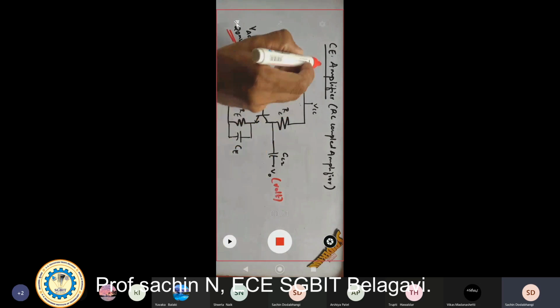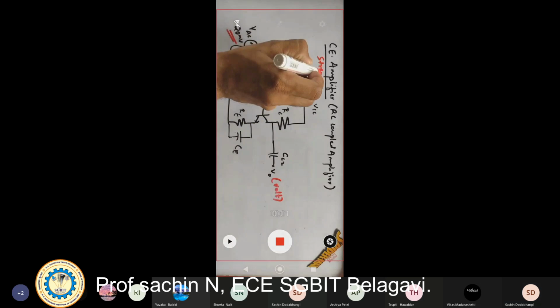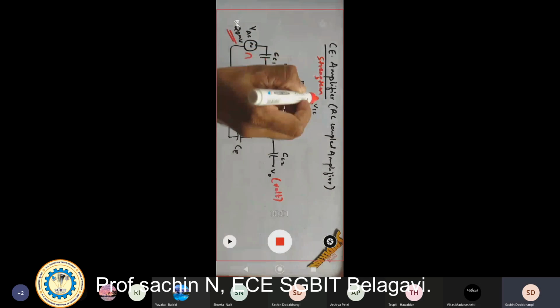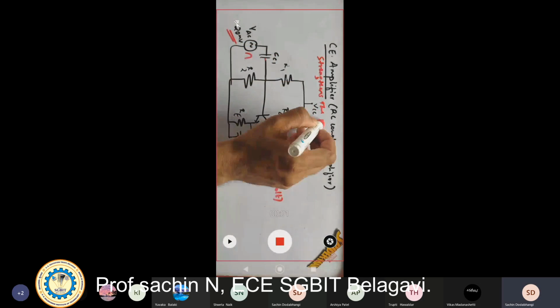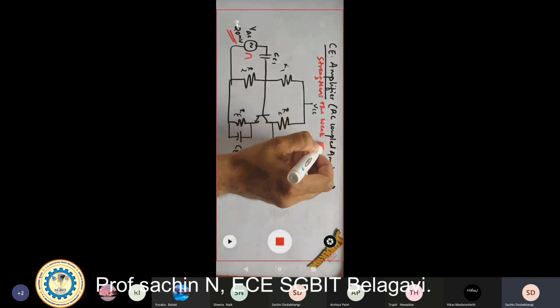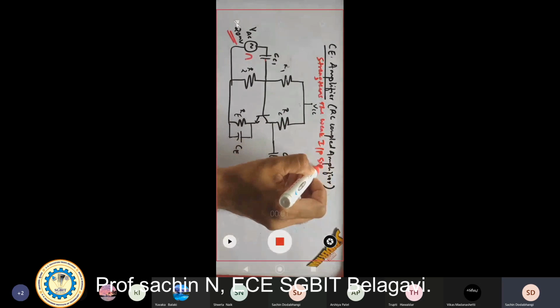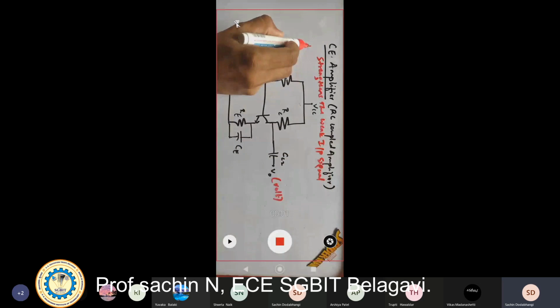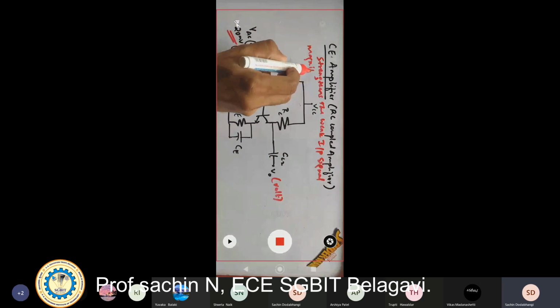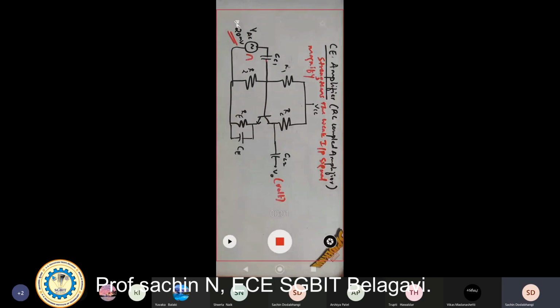Amplifier means it strengthens the weak input signal, or it magnifies. I can use the word magnifies. The amplifier is going to magnify the weak input signal. So it is going to magnify.